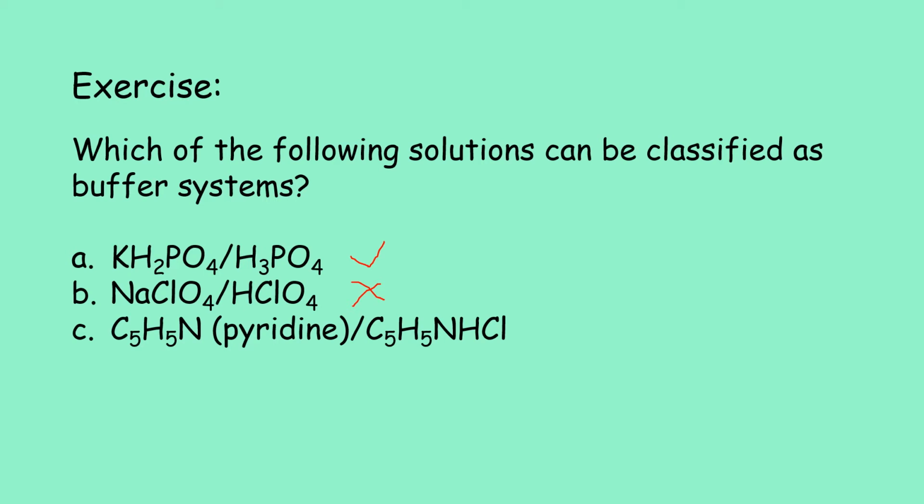Now, how about letter C? How about pyridine and pyridine hydrochloride? So pyridine is actually a weak base and its conjugate acid is a weak acid. So therefore, letter C is also a buffer system. And that is how we are going to determine buffer systems.